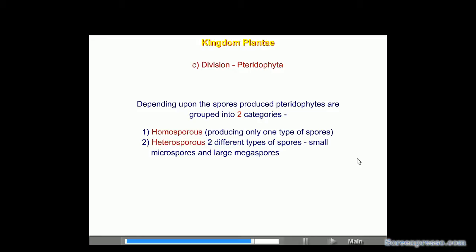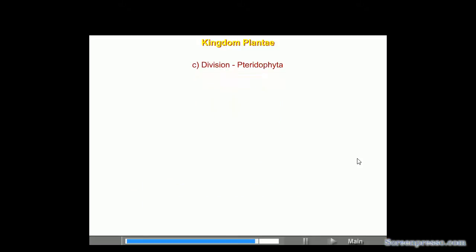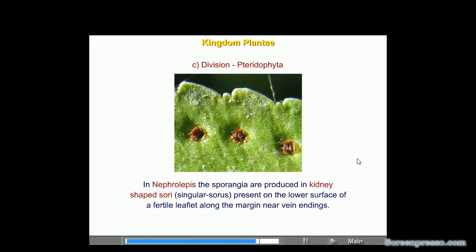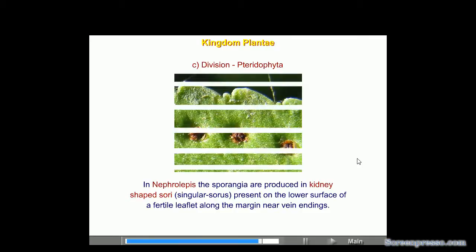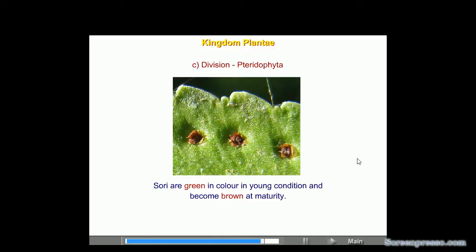homosporous, producing only one type of spores, and heterosporous, that is, two different types of spores, small microspores and large megaspores. Spores are produced in sporangia. In Nephrolepis, the sporangia are produced in kidney-shaped sori, singular sorus, present on the lower surface of a fertile leaflet along the margin near vein endings.